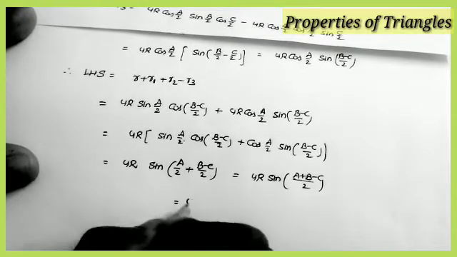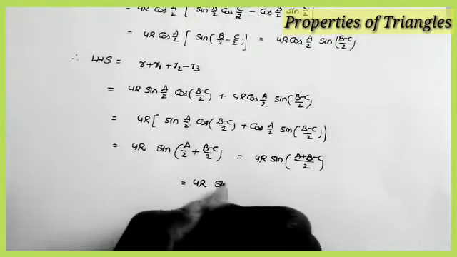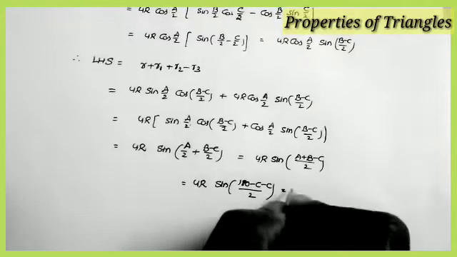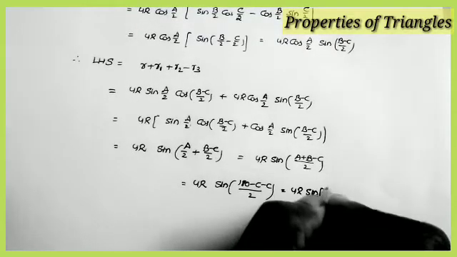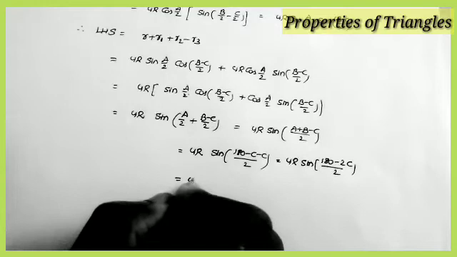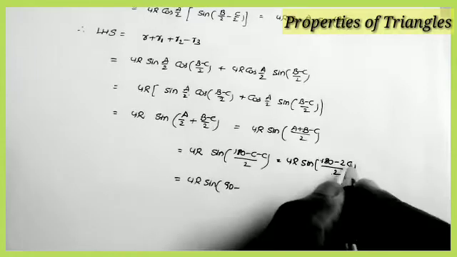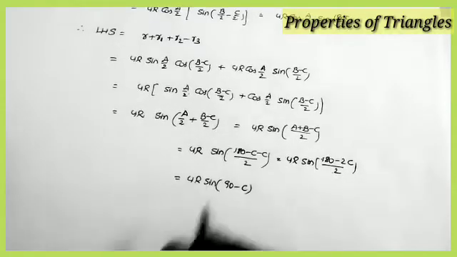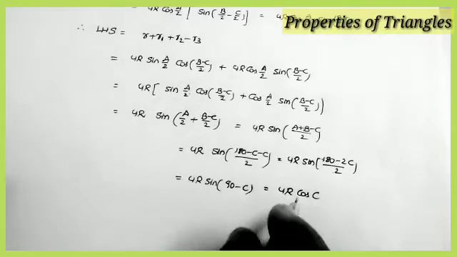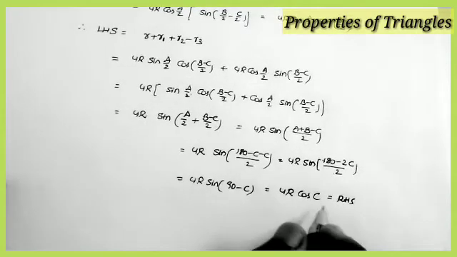And this equals 4R. What is the A plus B value? A plus B is equal to 180 minus C. So 4R sin of 180 minus C minus C. Minus C minus C is equal to minus 2C. And this equals 4R sin of 180 by 2, 180 by 2 is equal to 90, minus 2C by 2, which is C. So this is 4R sin of 90 minus C. Sin 90 minus C is equal to cos C. Sin 90 minus theta is equal to cos theta. So sin 90 minus C is equal to cos C.